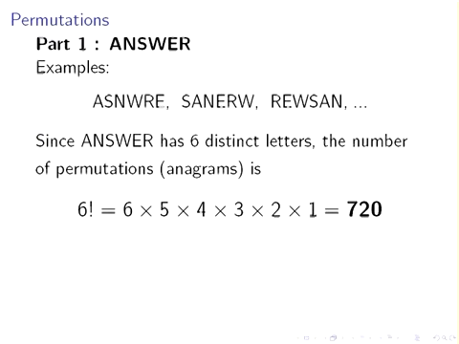So I have given three examples of permutations of the letters: ASN, WRE, SAN, ERW, and so on. Now, since answer has 6 distinct letters, they're all different, the number of permutations is as follows. 6 factorial, and that's equal to 6 times 5 times 4 times 3 times 2 times 1, that is 720. Now, if you're not familiar with factorials, which is that little exclamation symbol there, I suggest having a bit of revision of that first before you continue.